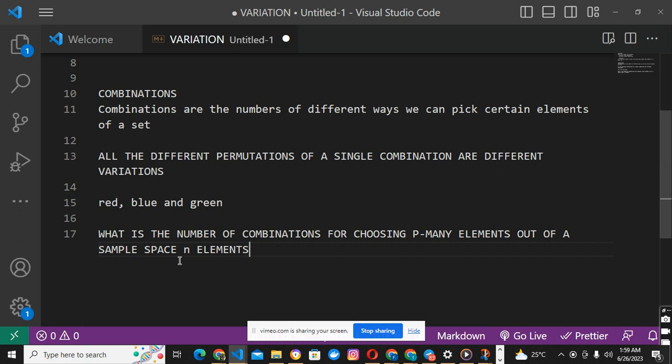So what if a question goes this way? How would you come about it? From our previous definitions, how would you attack it, or how would you formulate a formula for this? How would you formulate this question using our previous definitions and terminologies?